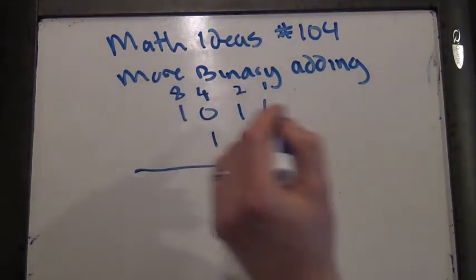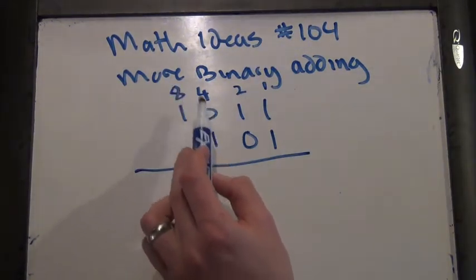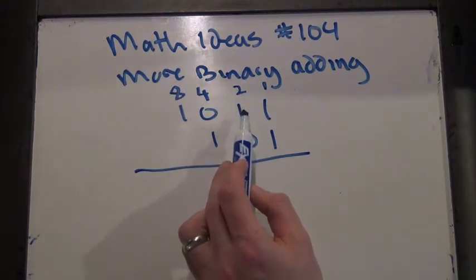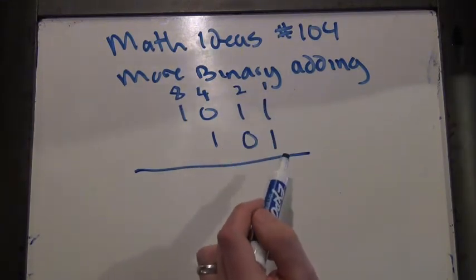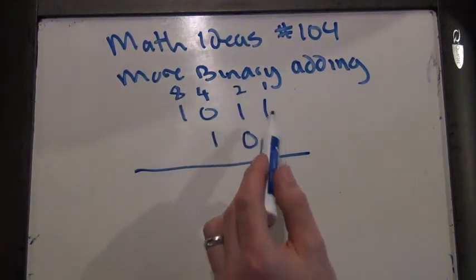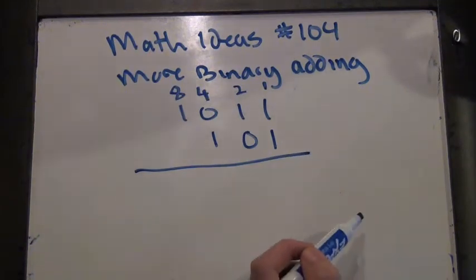Okay, so what is this top number? It's 1 times 8, plus 0 times 4, plus 1 times 2, plus 1 times 1. Okay, so it's 8 plus 2 plus 1, which is 11.